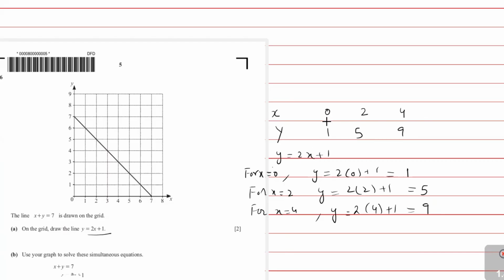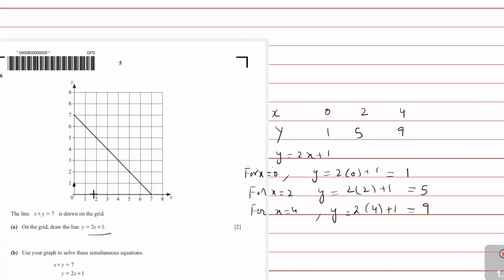Now we will mark these values. Look here, 0, 1. This is the position of 0, 1. Next value is 2, 5. Look here, this is 2 and then this position is 5, and 2, 5 is this point. Next is 4, 9. Look here, this is 4 and then we move upward 9 units, this is 9. And we will join these points, we get the straight line.